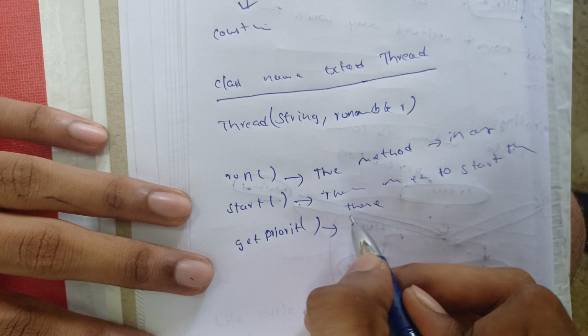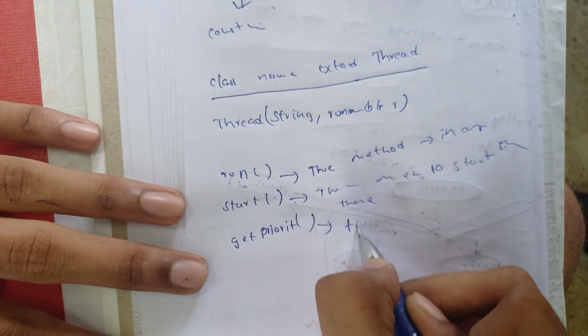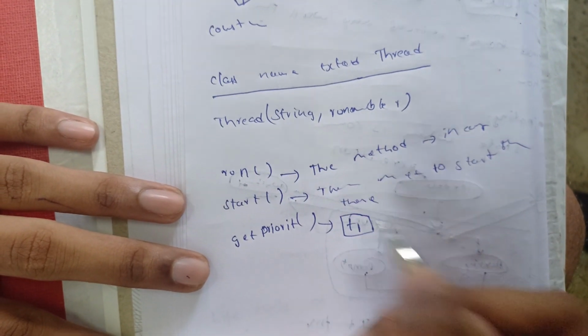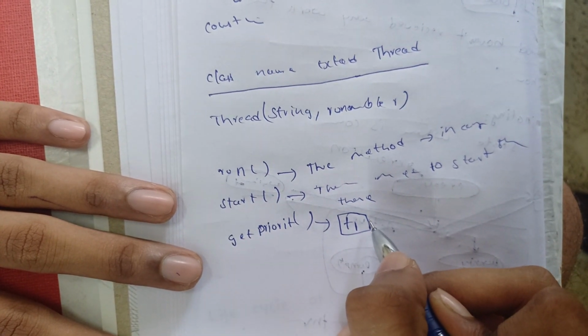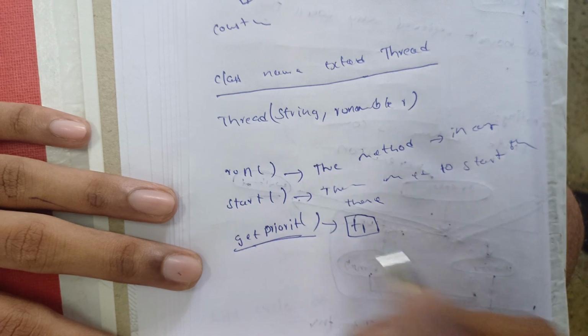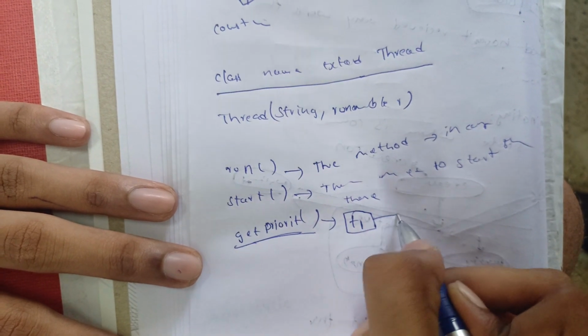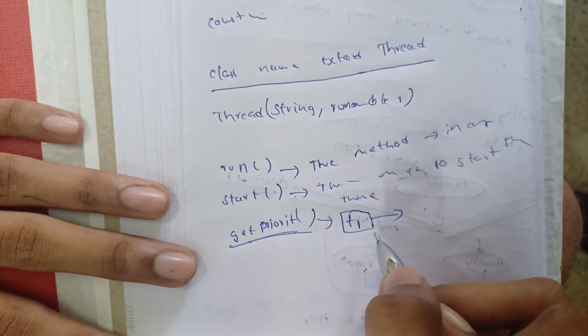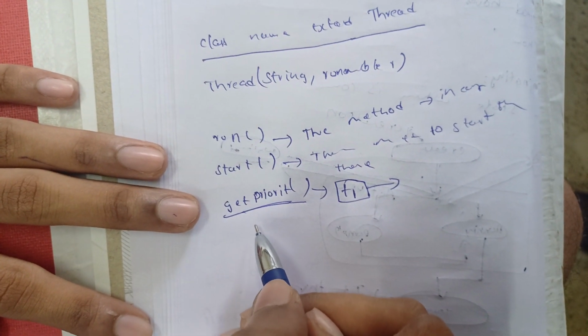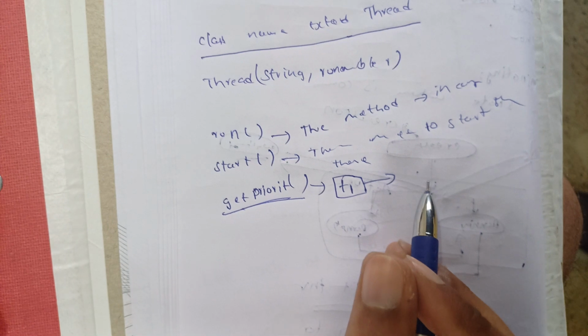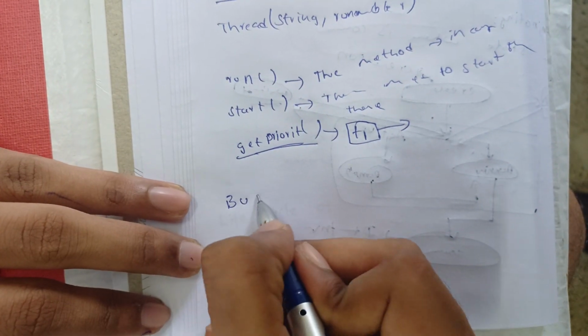Get priority means there may be a number of threads. In that, let us say we need to know about a particular thread T1. This also has some priority. So by using the getPriority method, we come to know about the priority of this thread. There are many other such methods we use, which we will come to know in further classes.